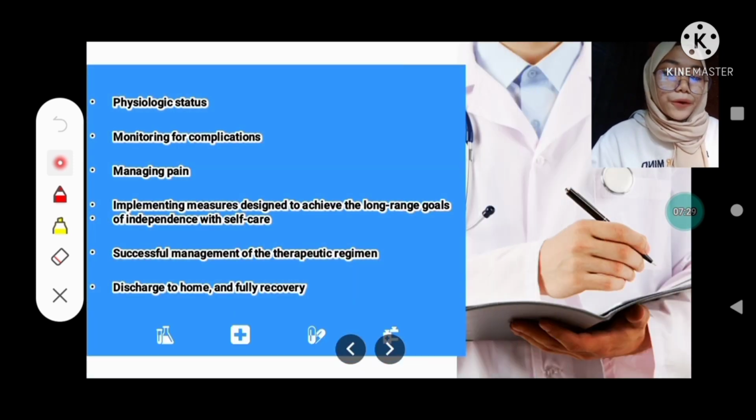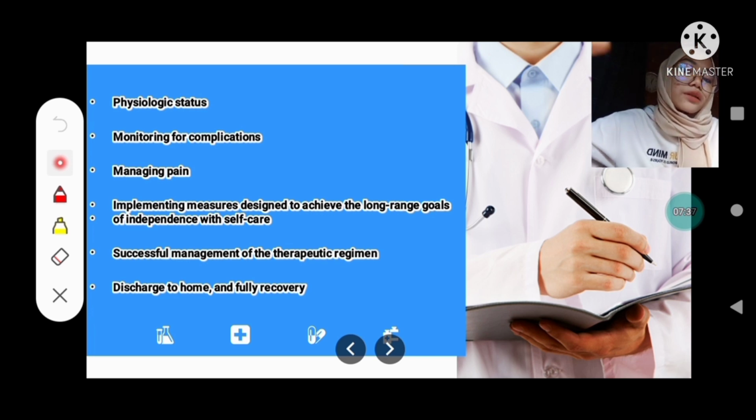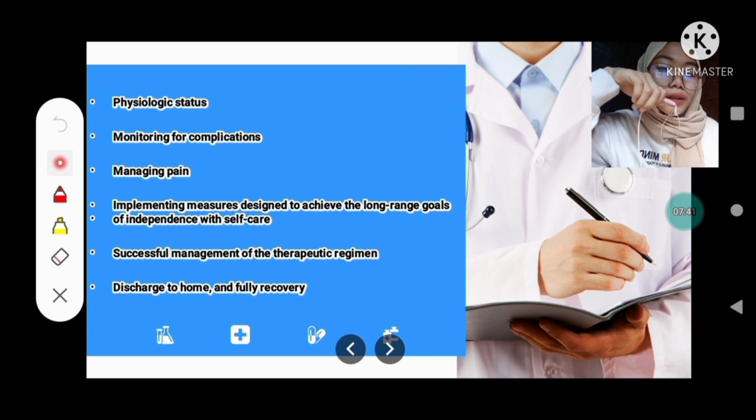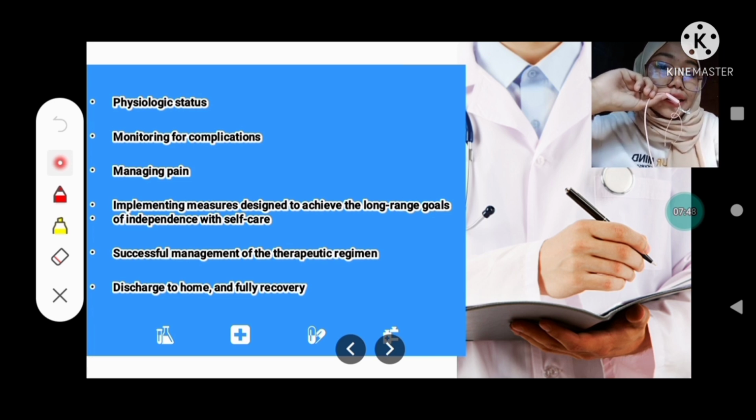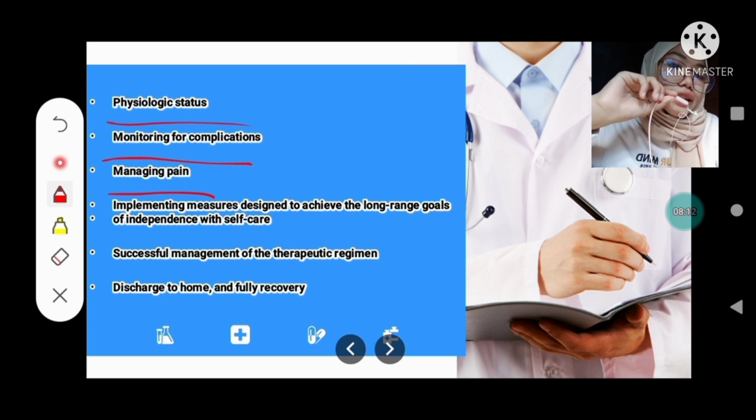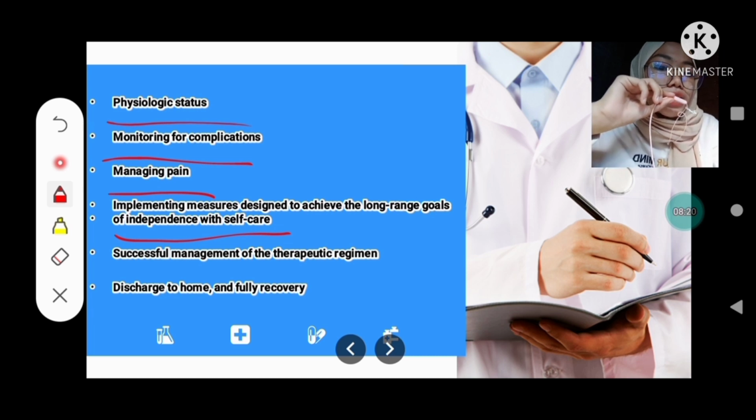During the first 24 hours, nursing care of the hospitalized patient on a general medical-surgical unit involves continuing to help the patient recover from the effects of anesthesia, frequently assessing the patient's physiological status, and monitoring for complications. Nurses must also manage pain and implement measures designed to achieve the long-range goals of independence with self-care, successful management of the therapeutic regimen, and discharge to home and full recovery.